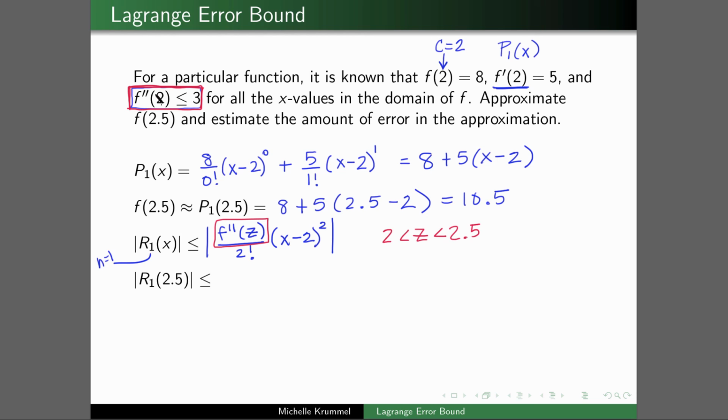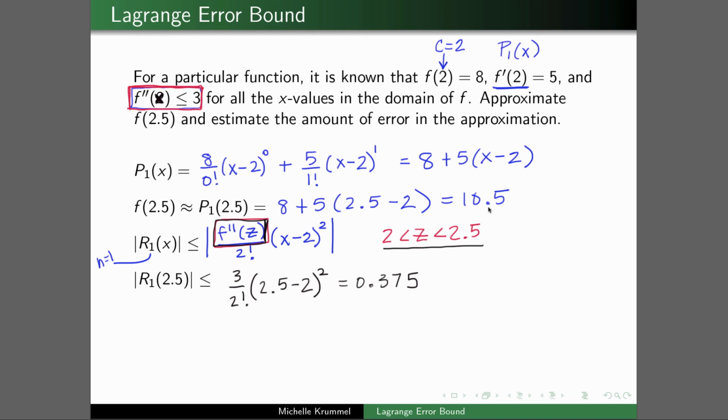And I think this should actually be an x. That would make more sense. If the second derivative evaluated at x is less than or equal to 3 for all x values in the domain of f, then that would mean that no matter what we choose for z, we know that second derivative will be less than or equal to 3. So we can replace f double prime at z with its upper bound value of 3. So my remainder will be less than 3 over 2 factorial times 2.5 minus 2 squared, or 0.375.